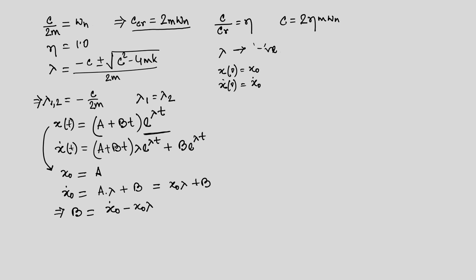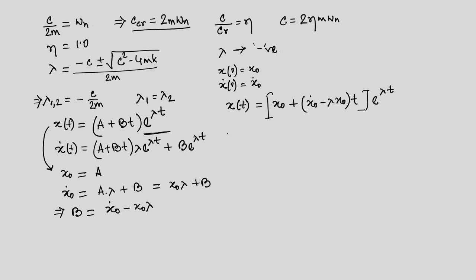So, we can write down the solution x of t, in this case, in terms of initial condition will be x naught plus (x naught dot minus lambda x naught) times t, e to the power lambda t. So, that is the solution for critically damped system.